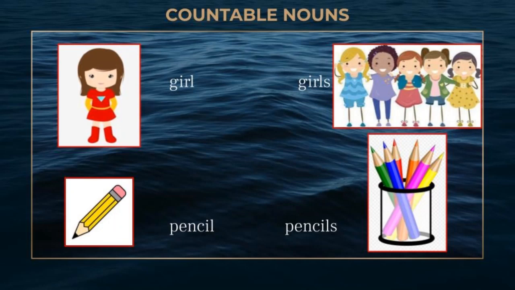Okay, let's see the next example, that is pencil. Pencil is a singular noun. Just one pencil is there in the given picture. What is the plural form of pencil? Yes, you're right. That is pencils. What we have to do? We have to add the letter s to the word pencil to make it plural. Students, the given noun is girl and the plural form is girls. And the next example, the given noun is pencil and the plural form is pencils.